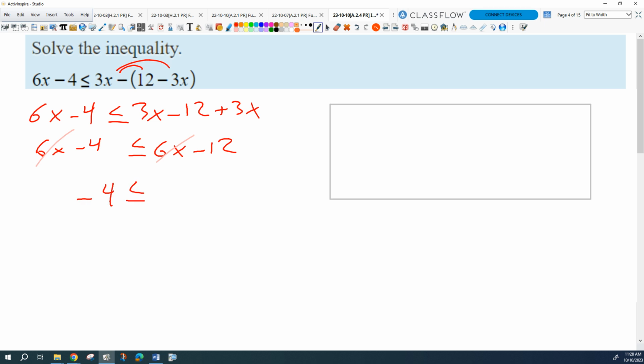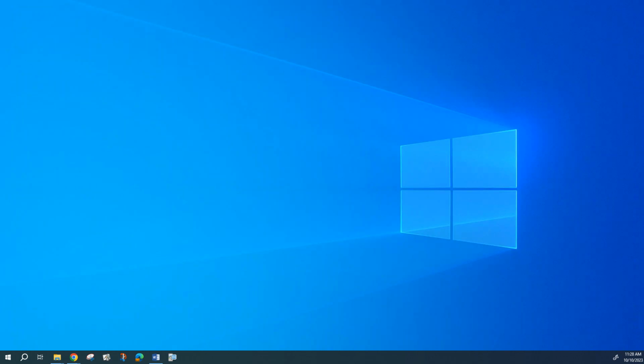What's the outcome always going to be? True or false? That's false, isn't it, right? Negative 4 is not less than negative 12. Because that's false, it doesn't matter what x is, I'm always going to get an untrue statement. No value of x could ever make this true.